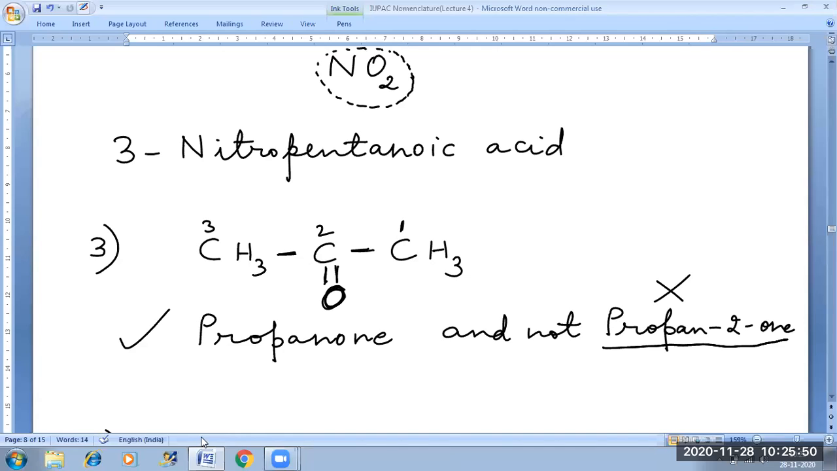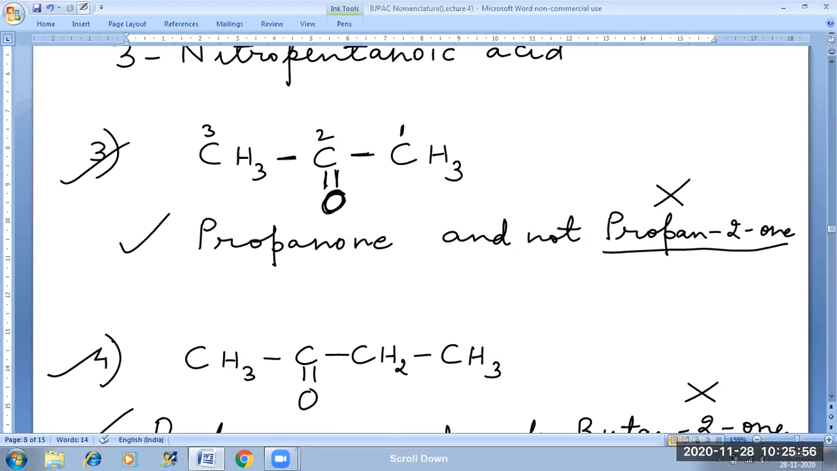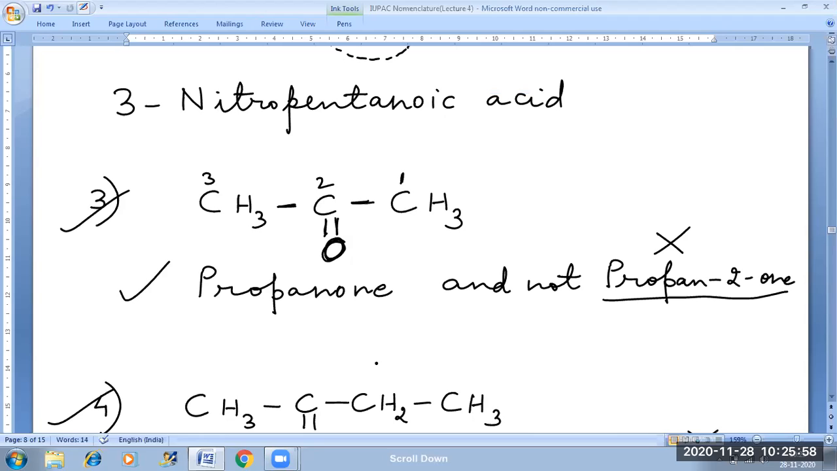But there is one convention that's followed for this third one and also for the fourth one. That is, for these two compounds, that is for the third one and for the fourth one, we do not mention the position of the ketonic carbon. It's by default understood that it is 2 and hence we just write propanone. So don't write propan-2-one.